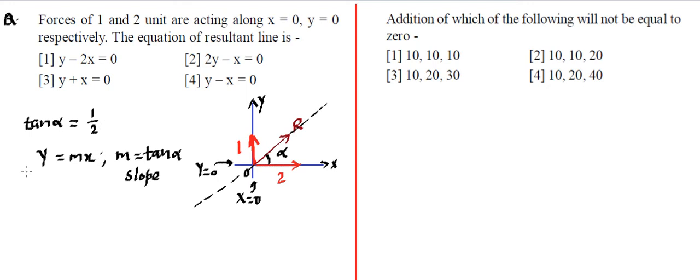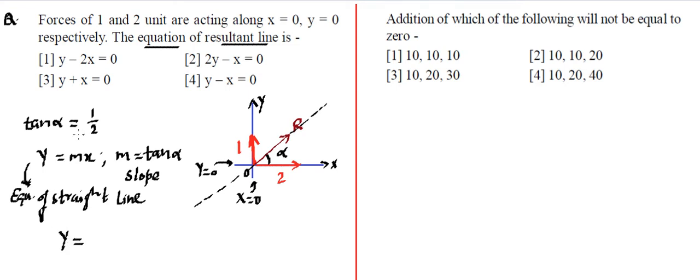So this is indicating equation of straight line, and this equation is in the direction of resultant vector. That's what it is asking, equation of resultant line. So this is the resultant line we are looking for. So our answer will become y is equal to tan alpha, m value is going to be tan alpha, which is half, so it's going to be 1 by 2 into x, which can be rewritten as twice y is equal to x, which we can further rewrite as twice y minus x equal to 0. So that becomes the equation of the resultant line.